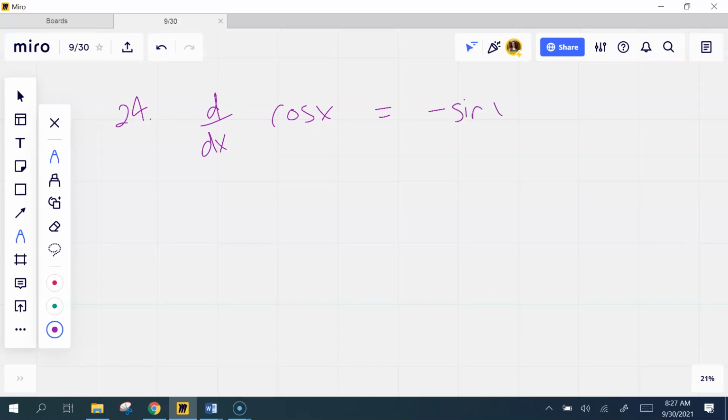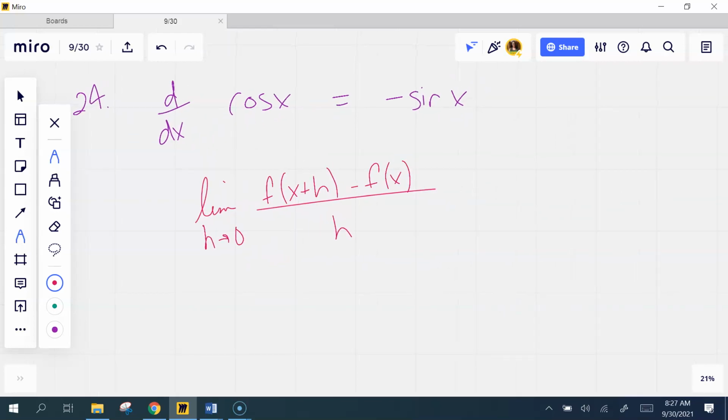All right. What's the definition of the derivative? That's the first question. But what's the formal definition? The limit as h goes to 0 of f of x plus h minus f of x, all over h. All right, my f of x is cosine x. Do we agree?